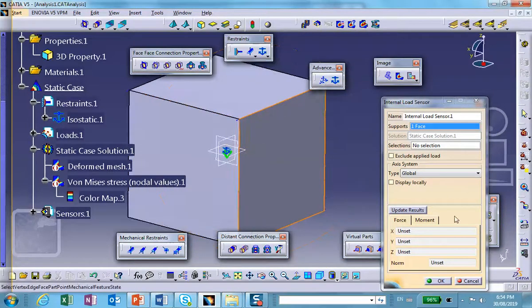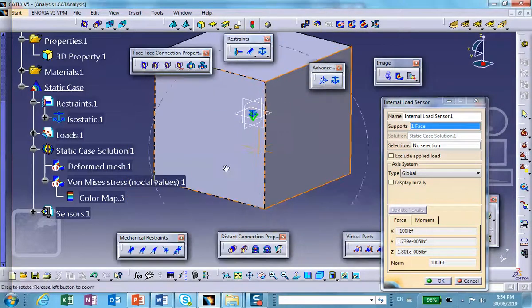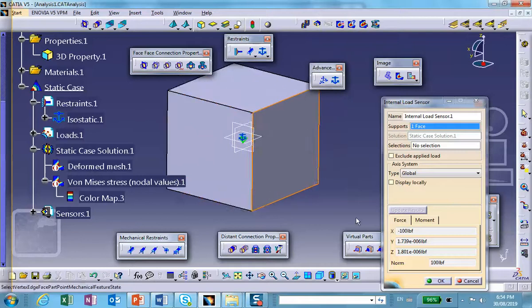Oh, so look at what happened. This face that I picked, on it, there is a minus 100 pound force applied. So basically this X component down here for this clamp is minus 100. Y is almost 0. Z is almost 0. Okay? Good.